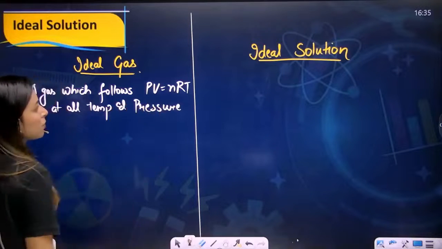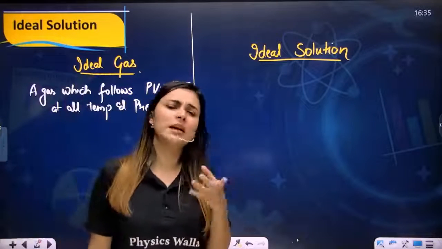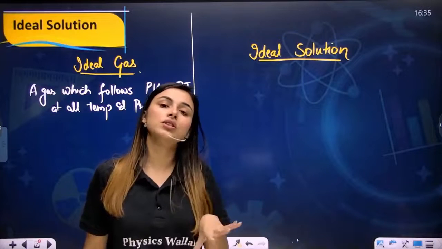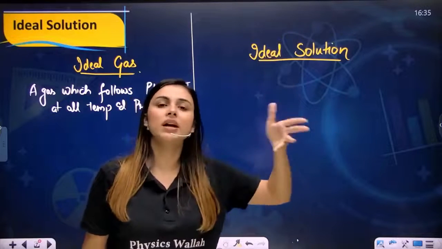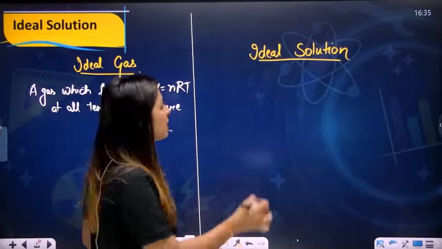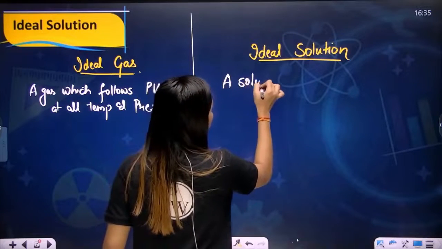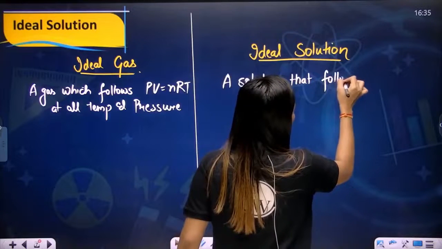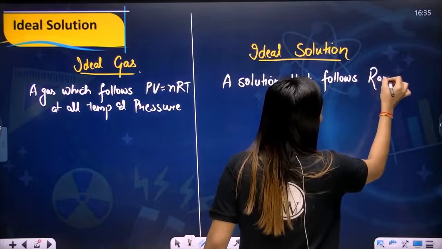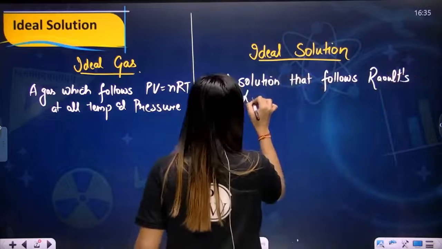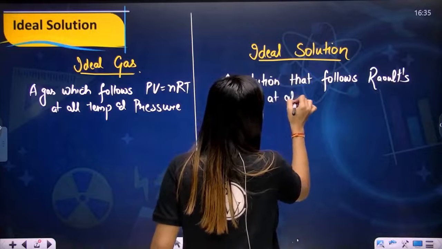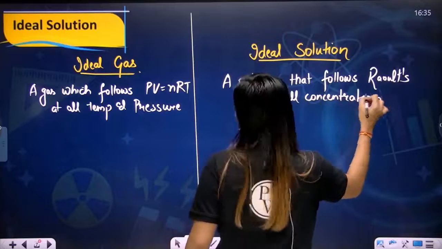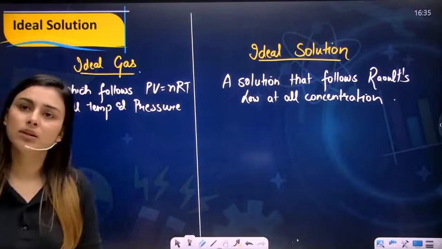Perfect, no issue. If I talk about an ideal solution, it is something same only. A solution which can follow Raoult's law at all concentrations is known as an ideal solution. So easy definition, yeah, a solution that follows Raoult's law at all concentrations is known as the ideal solution.